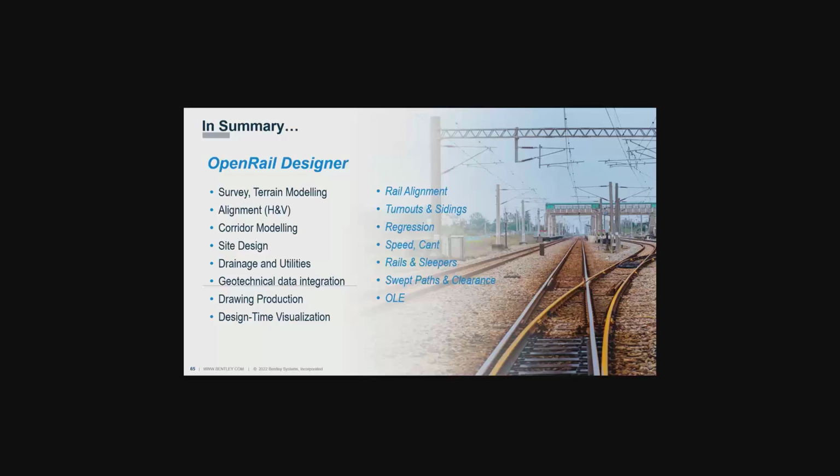So it's an all-in-one package that allows you to do road, site, and of course rail alignments and corridors. Okay, and it has some additional functionalities as well, although of course we don't have enough time to really discuss the drainage and utilities tool, some of its geotechnical data integration tool, and so on.